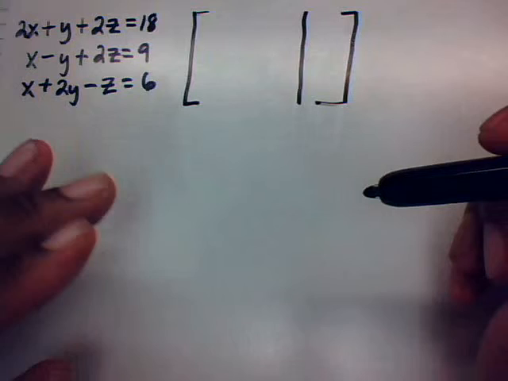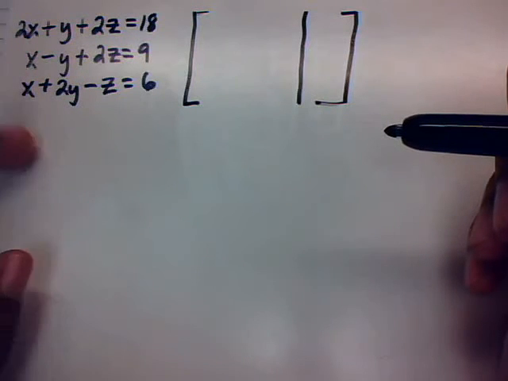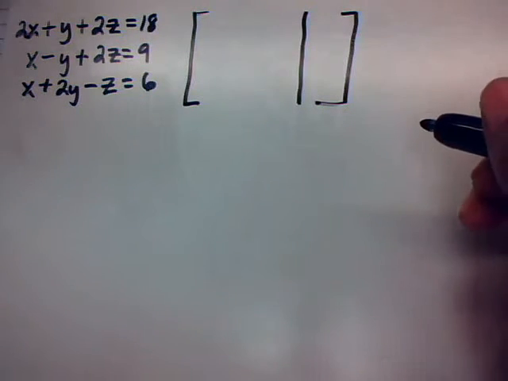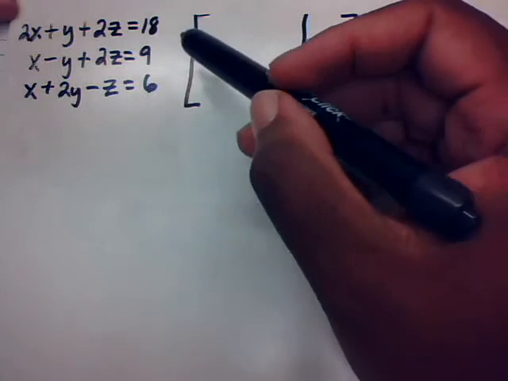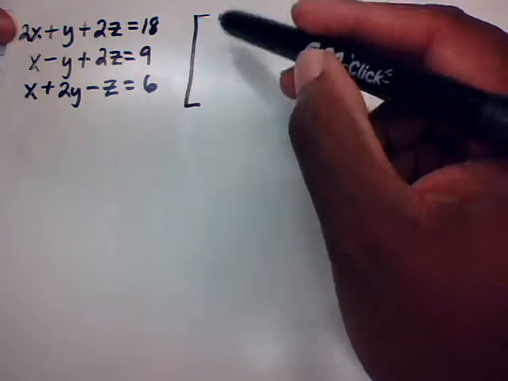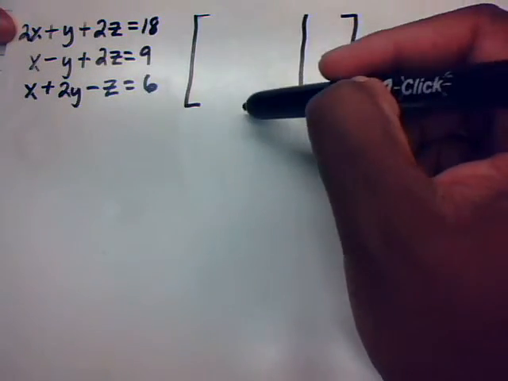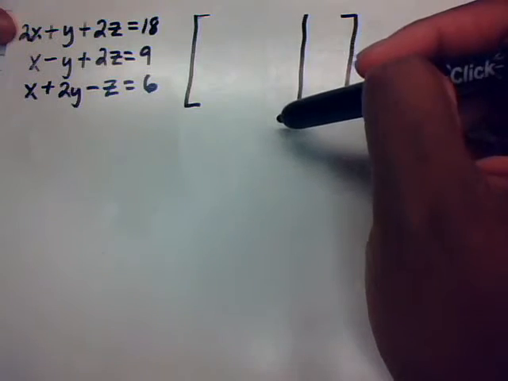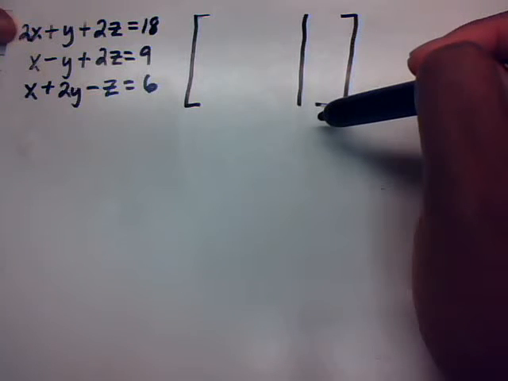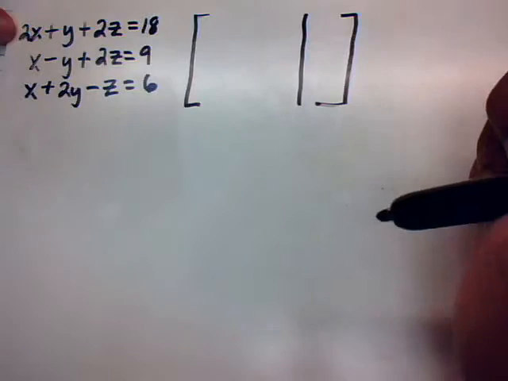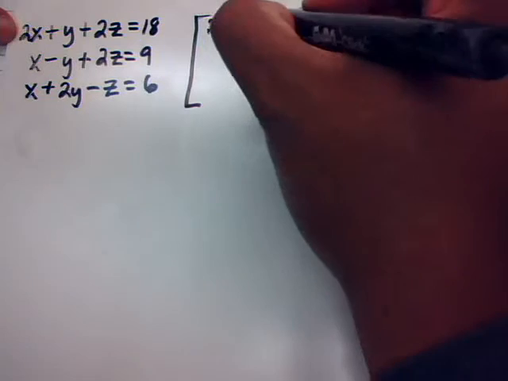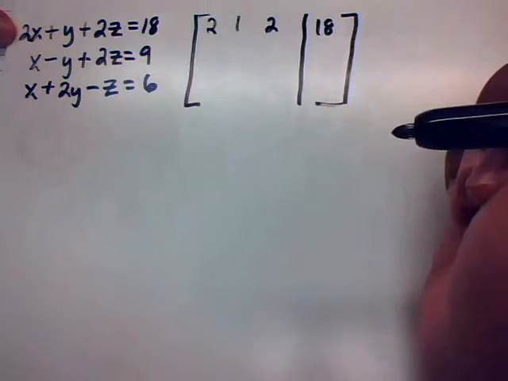So if you're not familiar with converting a system of equations to an augmented matrix, you might want to watch that video and see how we were able to do that. Okay, in this case here, the first equation, 2x plus y plus 2z is equal to 18. Keep in mind the first column is your coefficient of x's. The second column is the coefficient of y's. The third column is the coefficient of z's. The vertical bar represents your equal sign. The last column represents your constants.